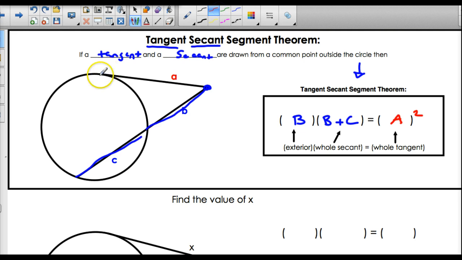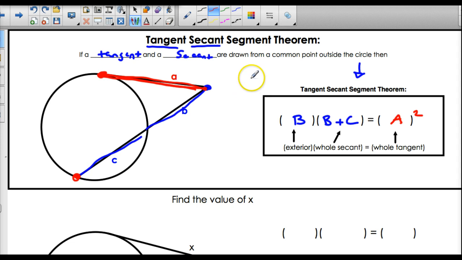Now once again, I want to remind you, what is a tangent? A tangent is a line that touches a circle only at one point, right on the outside at one point. So we know this is a tangent because it just touches at one point, nowhere else. And we know this is a secant because it has one point on the circumference and one on the outside. Okay?